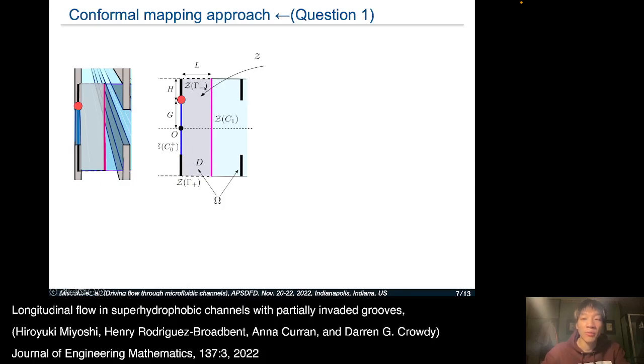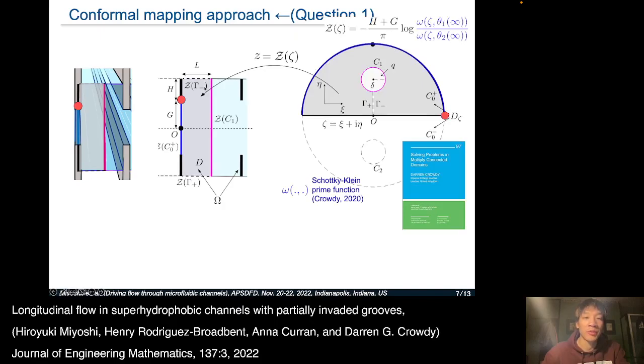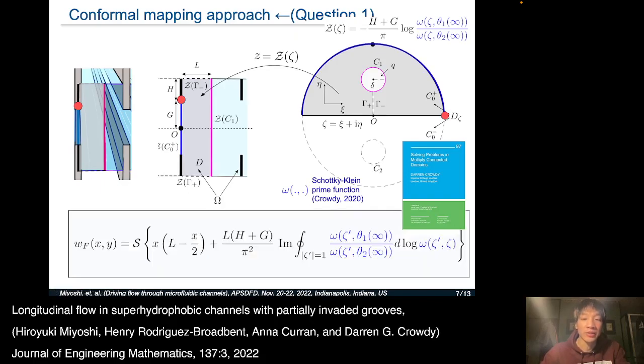We propose to use a conformal map from the triply connected domain to the period window. The conformal map can be written down in the explicit equation. Here, omega is called the Schottky-Klein prime function, which is a special function calculated by using the GitHub code. The special property of the prime function is explained in this book in detail. Because we know the map, the solution for the flow can be written down explicitly.